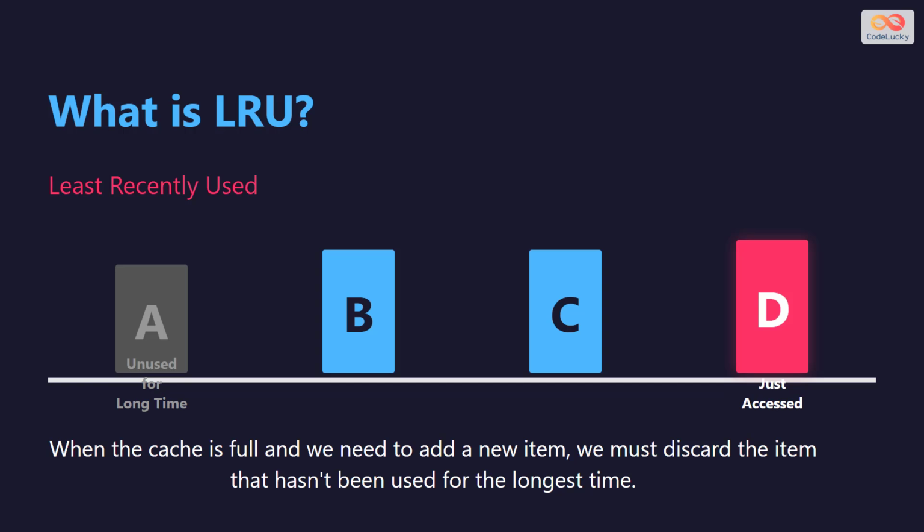Since a cache has limited space, we need a strategy to decide what to keep and what to remove when it gets full. LRU stands for least recently used. The rule is simple. If we need to free up space, we remove the item that has not been used for the longest time.